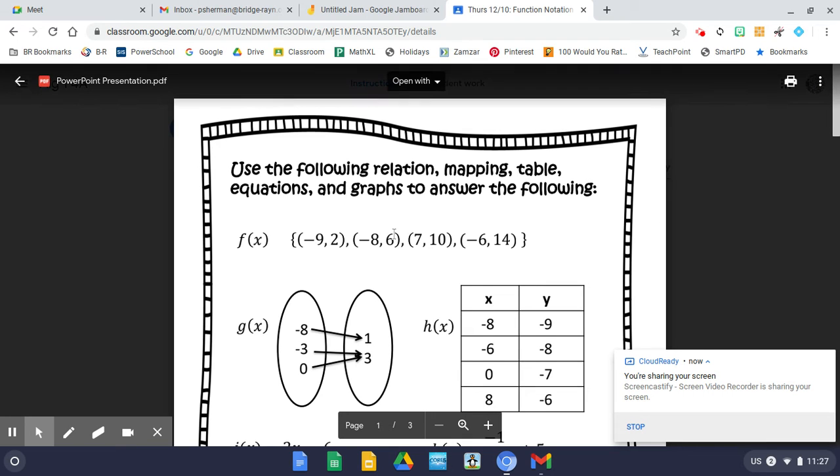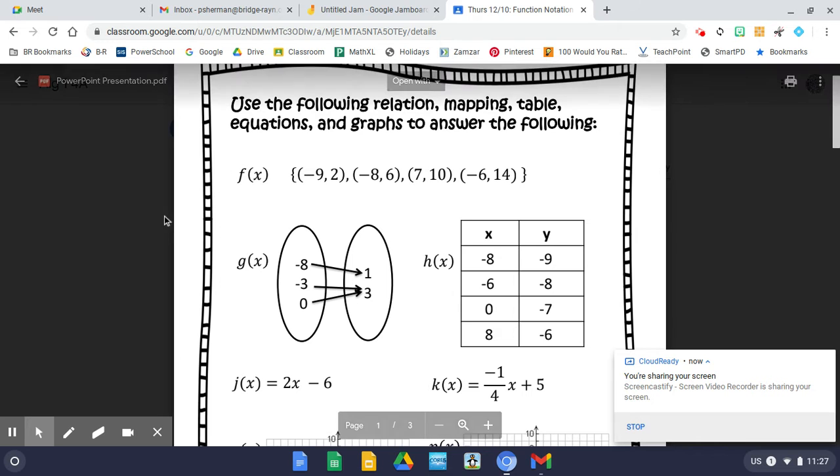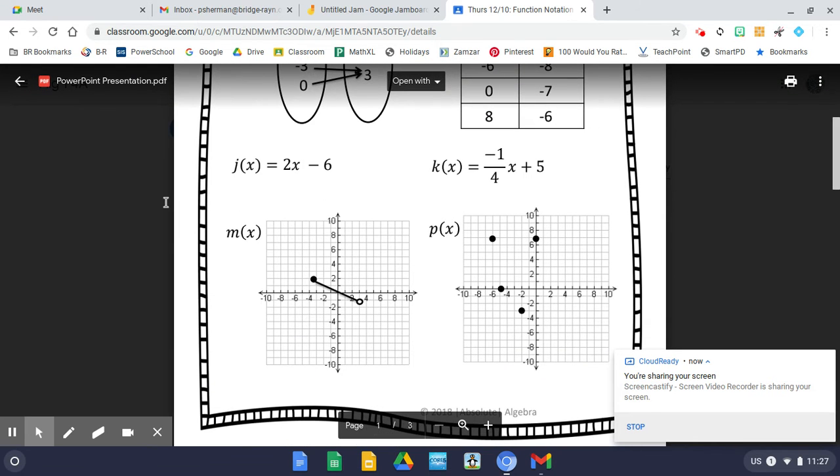All right, so there were some questions about this assignment. So I just wanted to go through it with you, or at least a few examples, and just show you what should be happening. So these are all of our functions: f of x, g of x, h of x, j of x, k of x, m of x, p of x.